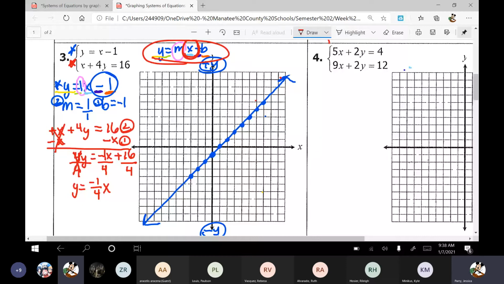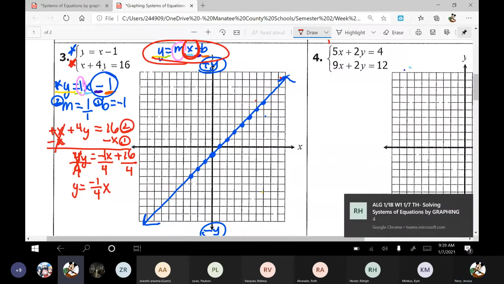And then my second fraction, the 16 divided by 4, I can simplify that. I can divide. And 16 divided by 4, what is the answer? Go ahead and put that in the chat. What is 16 divided by 4? Write that in the chat, please.